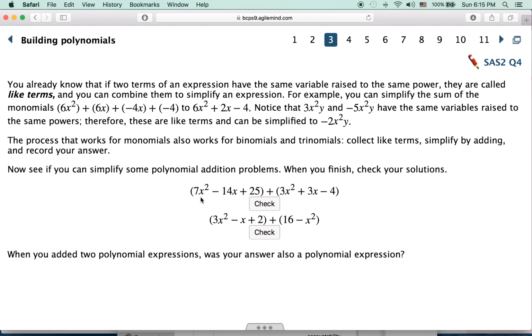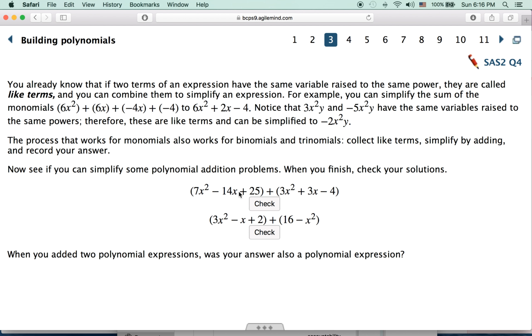Like terms are parts of the polynomial that have the same variable to the same exponent. And it has to be the same variable to the same exponent for any number of variables that are in there. So for instance, if we have x and y in a term, both the x and the y have to be exponentiated to the same power as another term that is a like term. So for instance here, 3x squared times y and negative 5x squared times y are like terms.